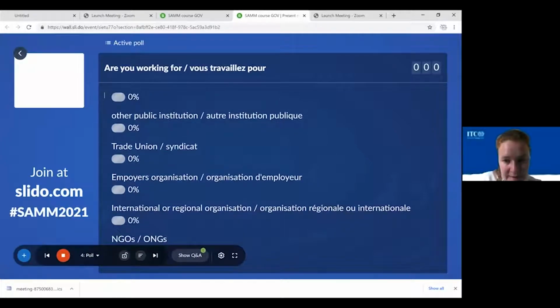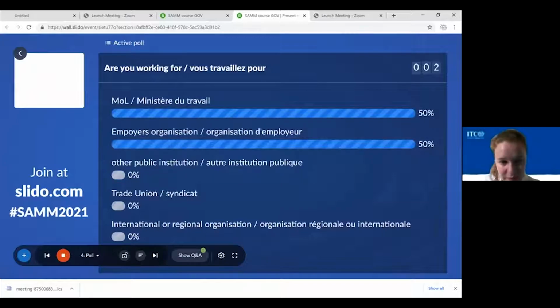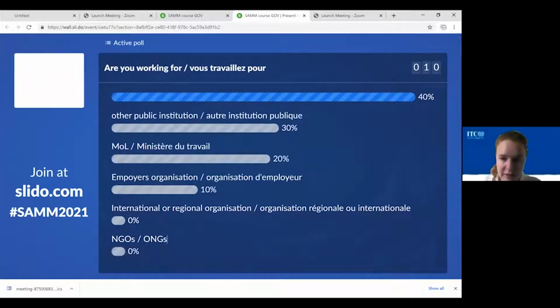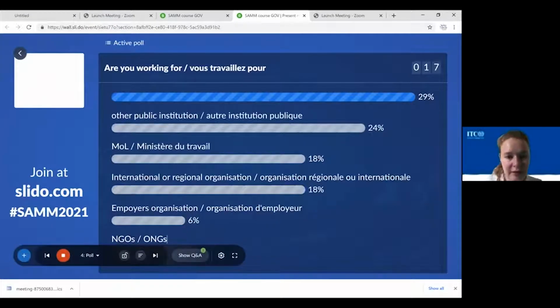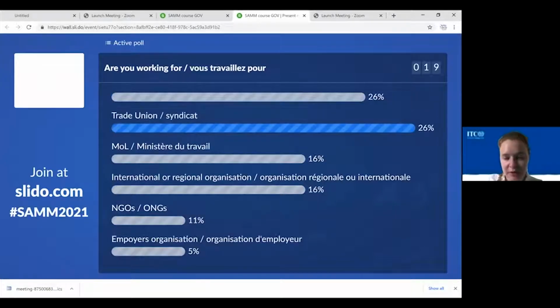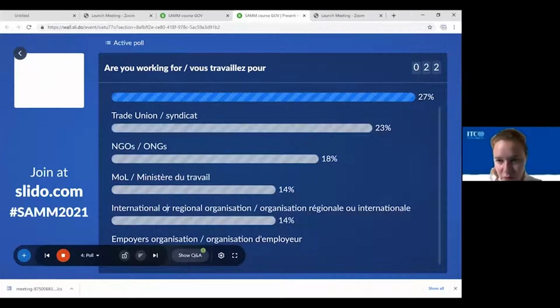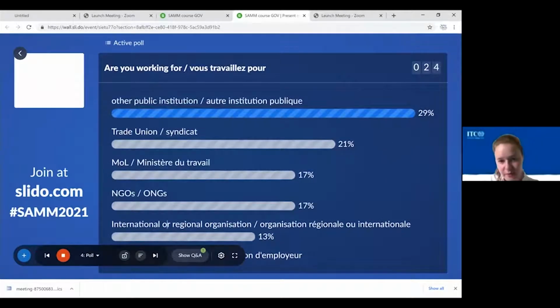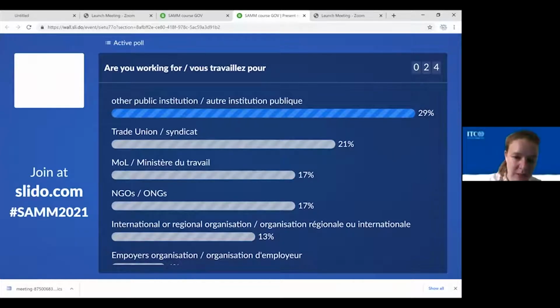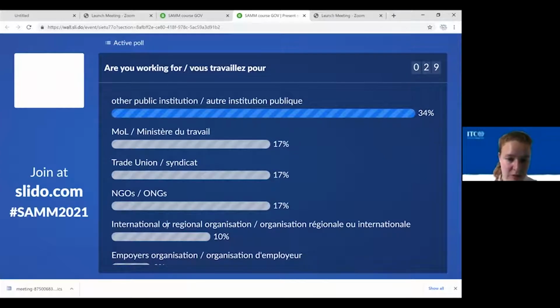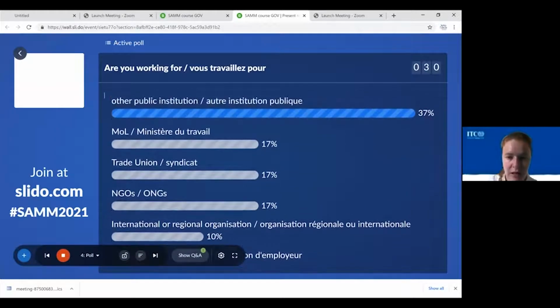Who are you working for? Okay, we have Ministry of Labor, Trade Union, International Regional Organization, NGOs and employers' organizations too. For the moment, we see that public institutions other than the Ministry of Labor are mostly represented. And we can also see that there is a good representation of trade unions and employers' organizations.